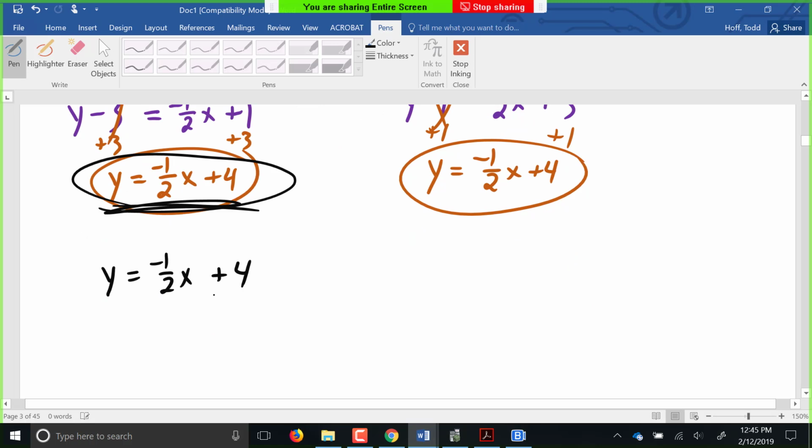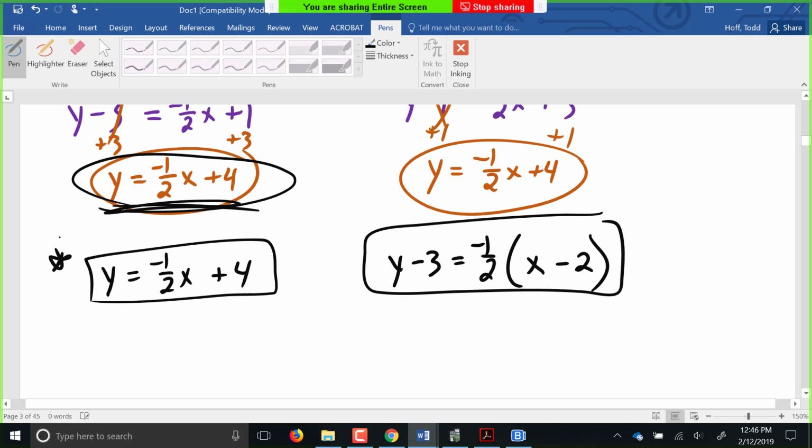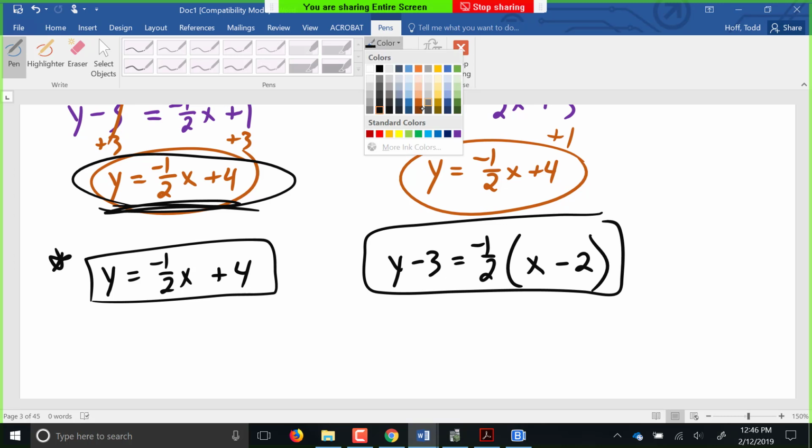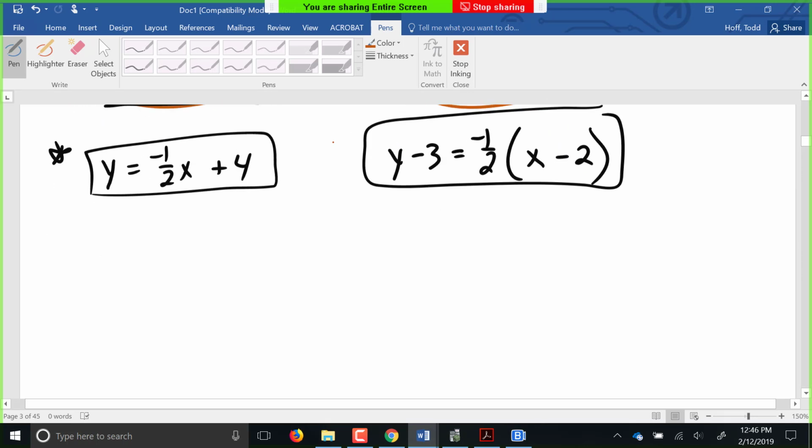So let's look at that slope-intercept form, and then look at either one of the other equations we had up there, y minus 3 equals negative 1/2 times x minus 2. I can graph it from here just as easy as I can graph it from here. That was one of the reasons why I gave you the one example that I did to start off the class.